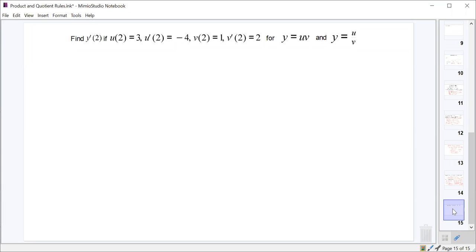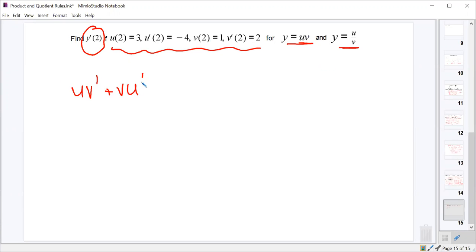So what we want to do is for two different functions y, one of them being y equals u times v and the other being u divided by v, we want to find the derivative evaluated at 2. And all they do is just give you a bunch of these things over here. U of 2 is 3, u prime of 2 is -4, and so on. So all we're going to do is just apply the product rule. What's the product rule for the derivative of u times v? U times the derivative of v plus v times the derivative of u. All right, somebody memorized the stuff they were supposed to memorize or looked through their notes just now.